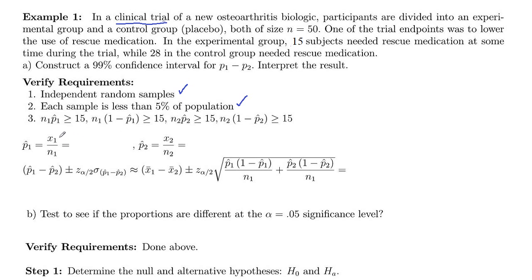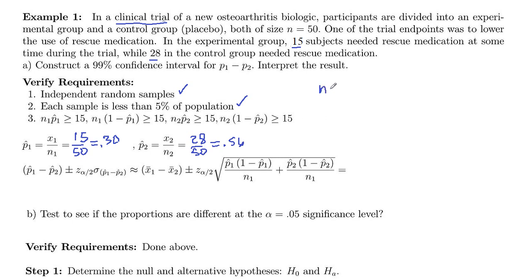So P1 hat is successes out of sample size. Success means they used rescue meds. So there were 15 subjects that needed rescue meds out of 50, which is 0.30. And then in the placebo group, there were 28 out of 50, which is 0.56.